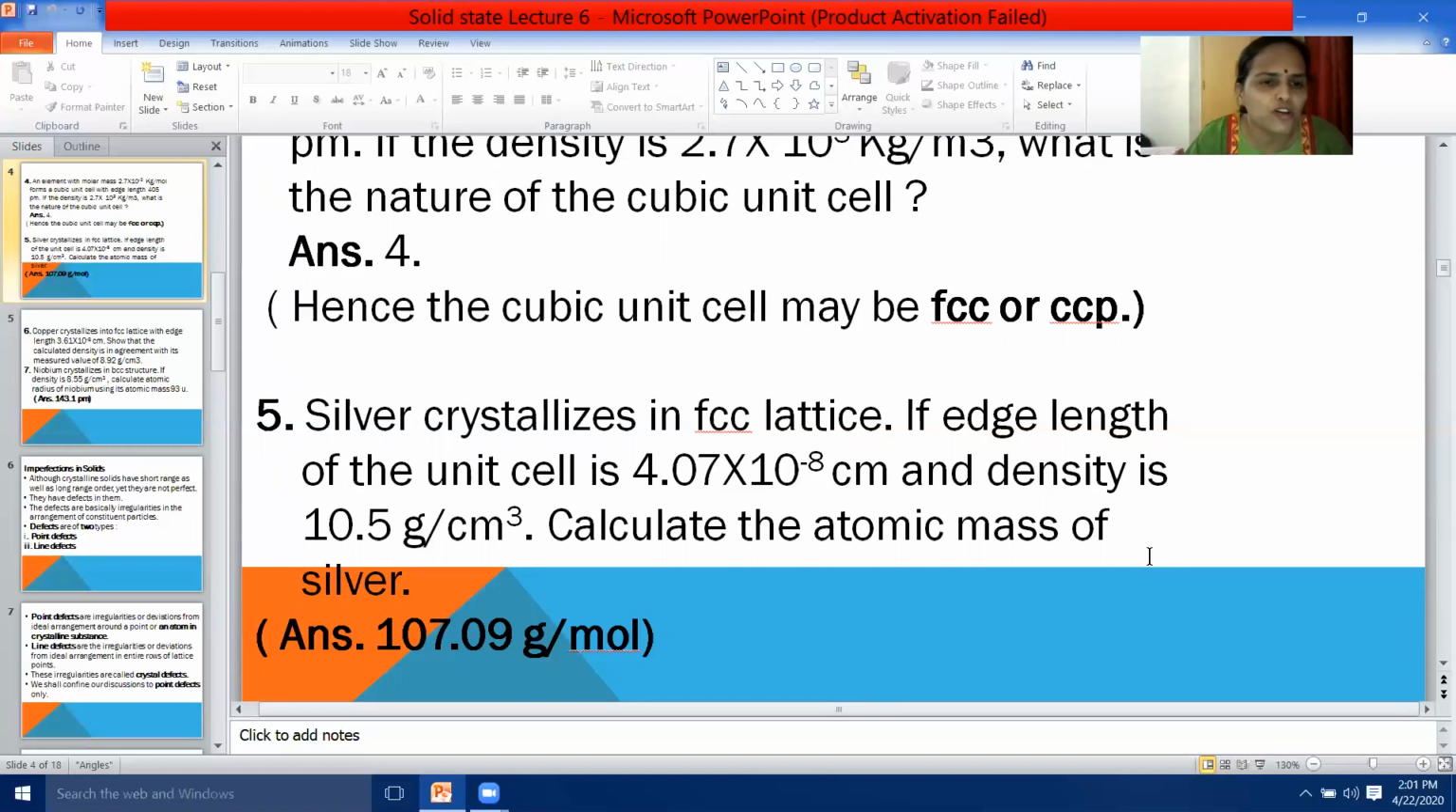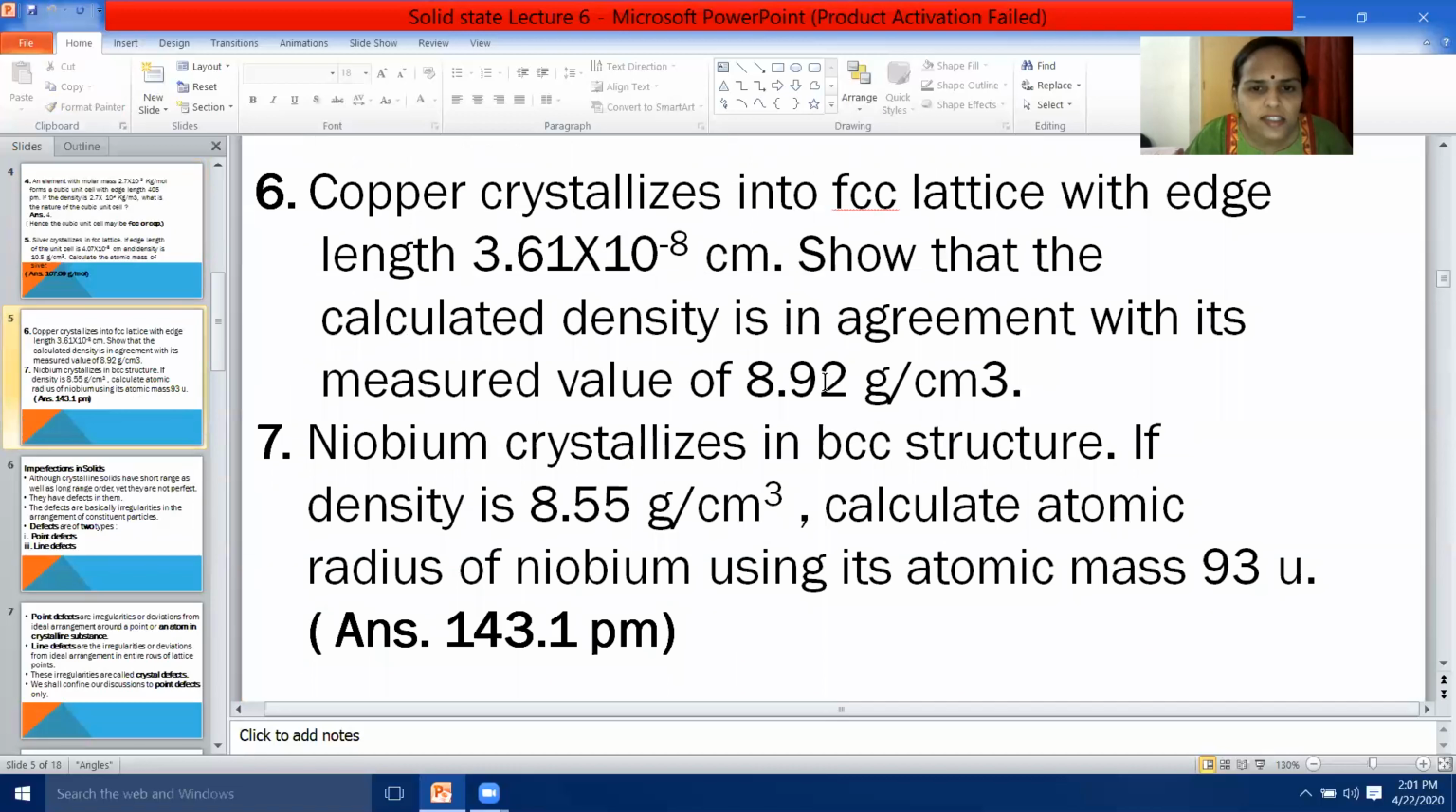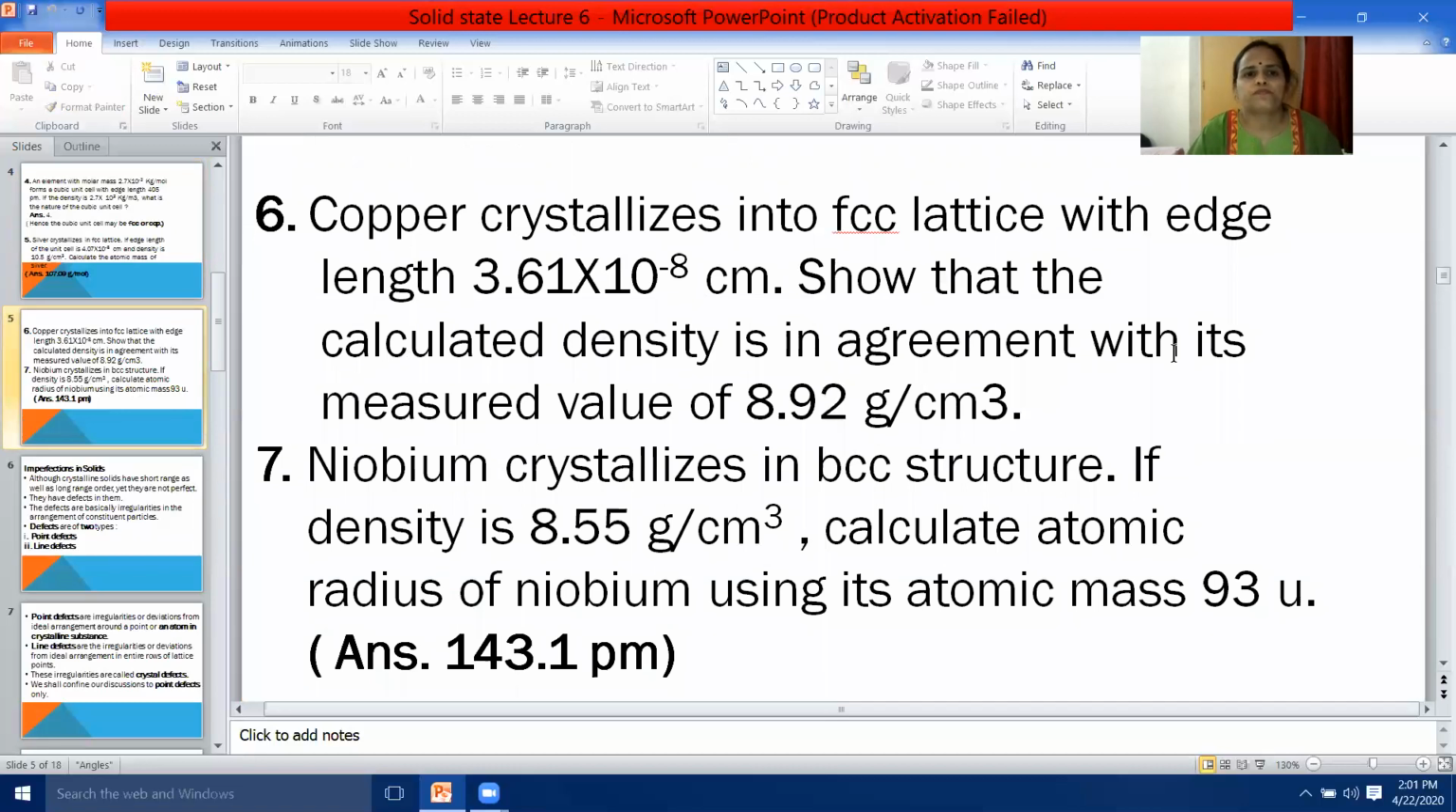So just put it in the formula and calculate D equals Z into M by A cube into Na. So you calculate the value of capital M. It should come out to 107.09 gram per mole. Let us look at the sixth question there.